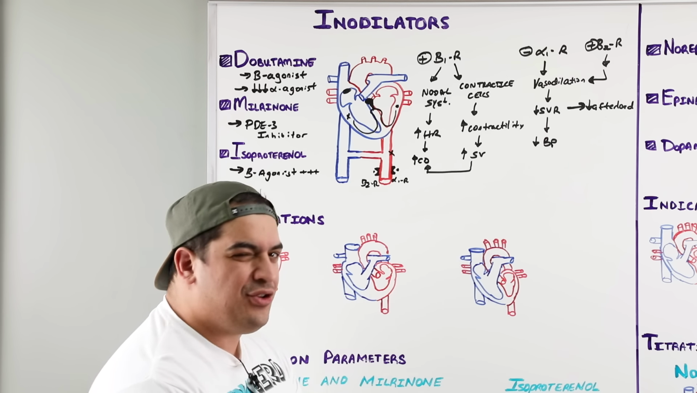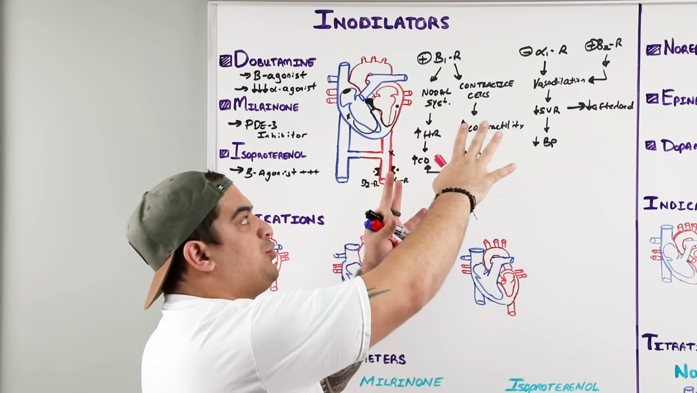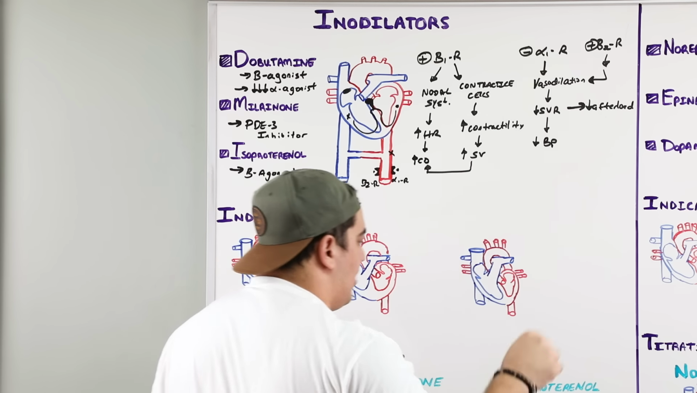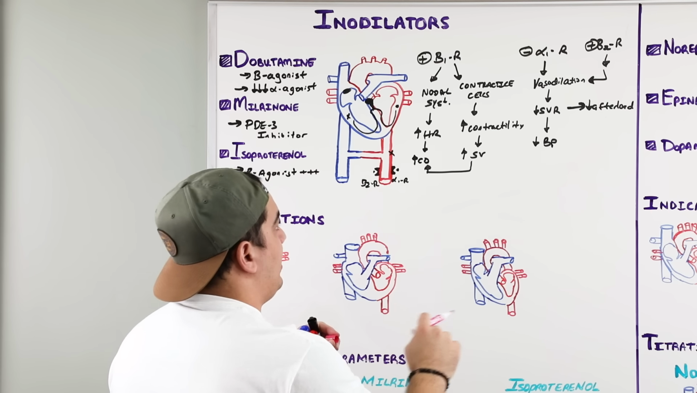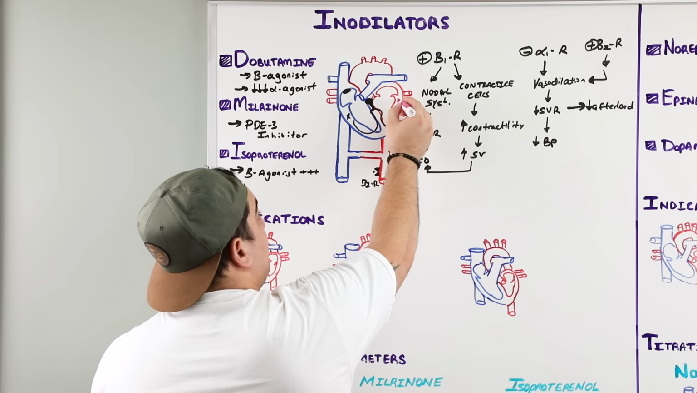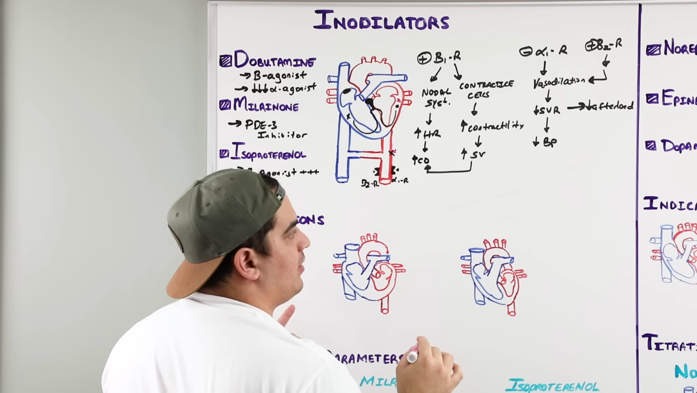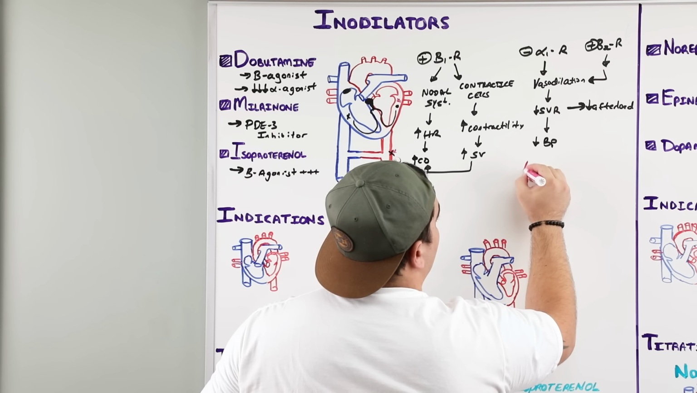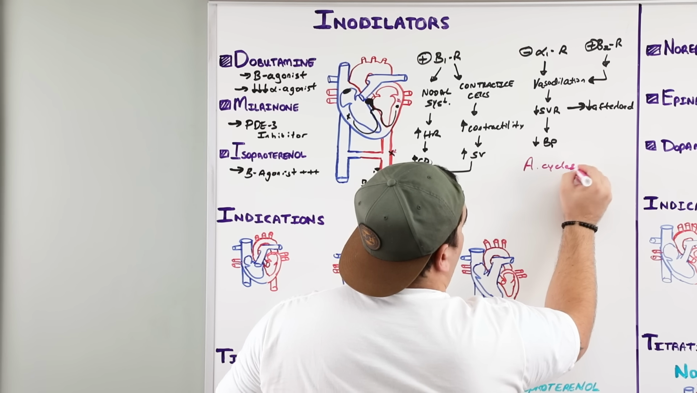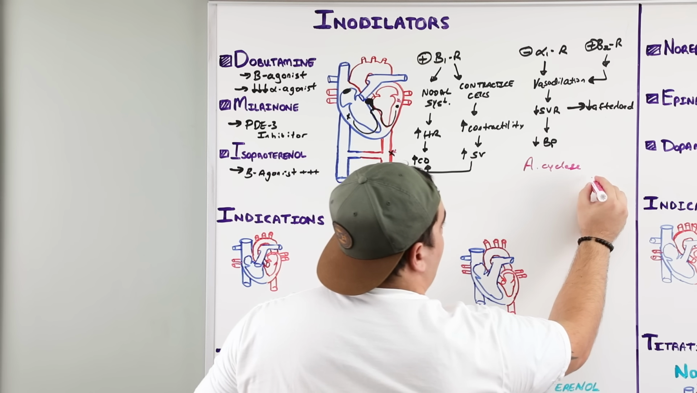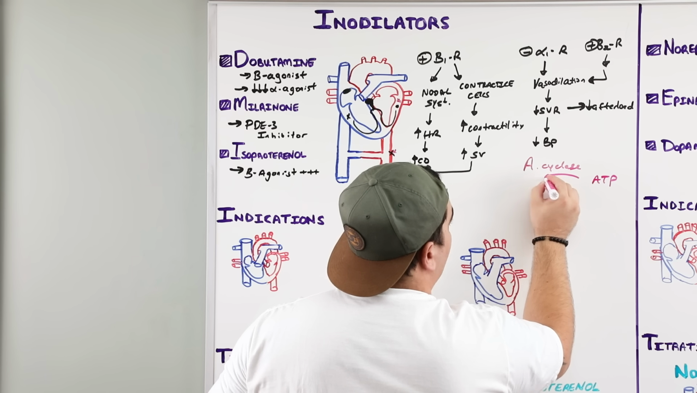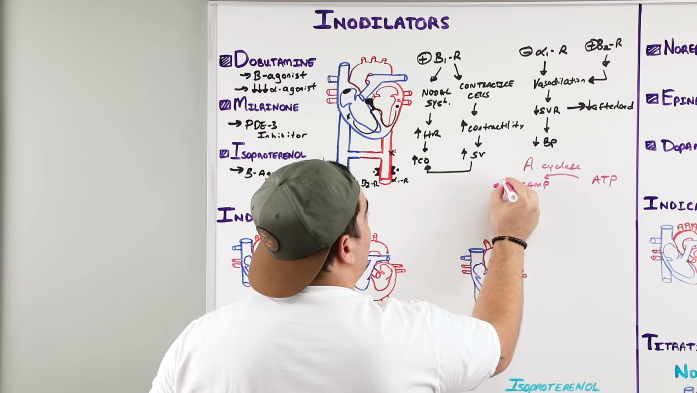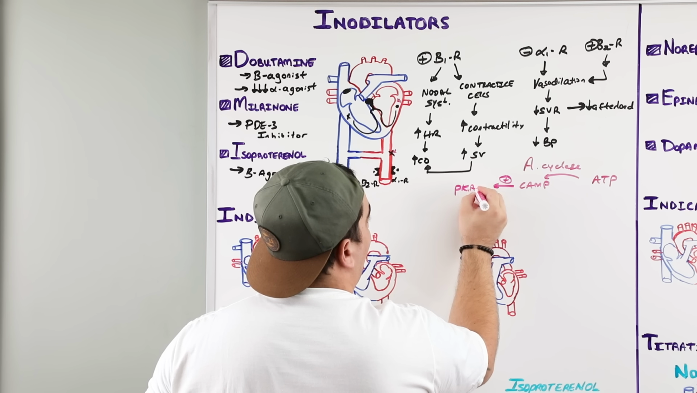Now, Milrinone is a little interesting. Its mechanism of action has nothing to do with catecholamines or adrenergic receptors. It's a weird mechanism. It comes down to a very basic concept, and this mechanism is going to happen both within the cardiac muscle and also inside of the smooth muscle. There's a particular enzyme present in both of these tissues called adenylate cyclase. In the presence of ATP, adenylate cyclase converts ATP into cyclic AMP. Cyclic AMP will then stimulate a particular enzyme called protein kinase A.